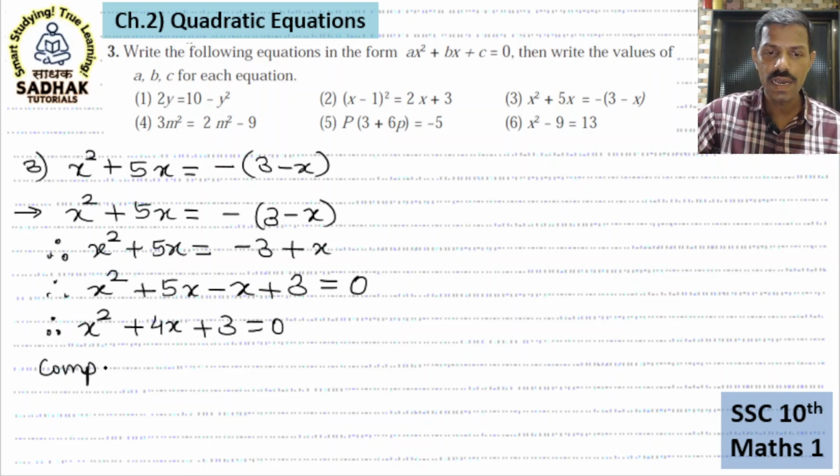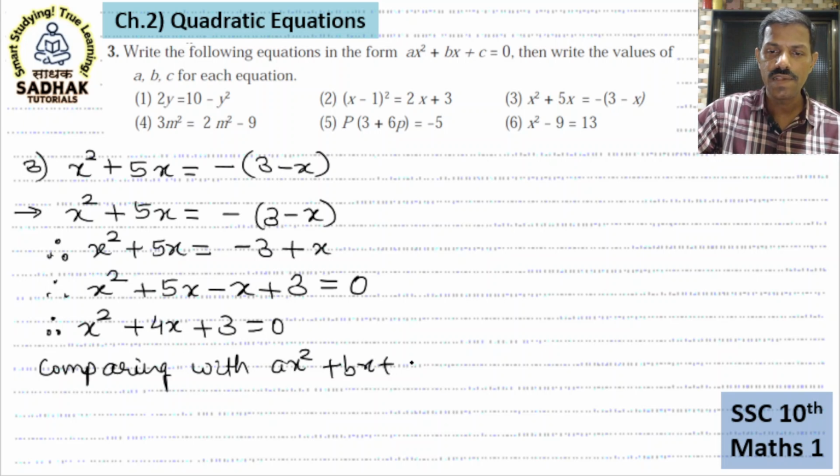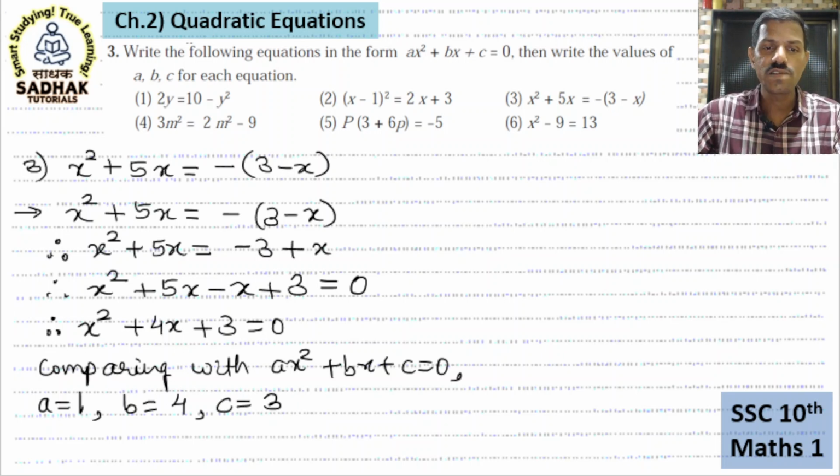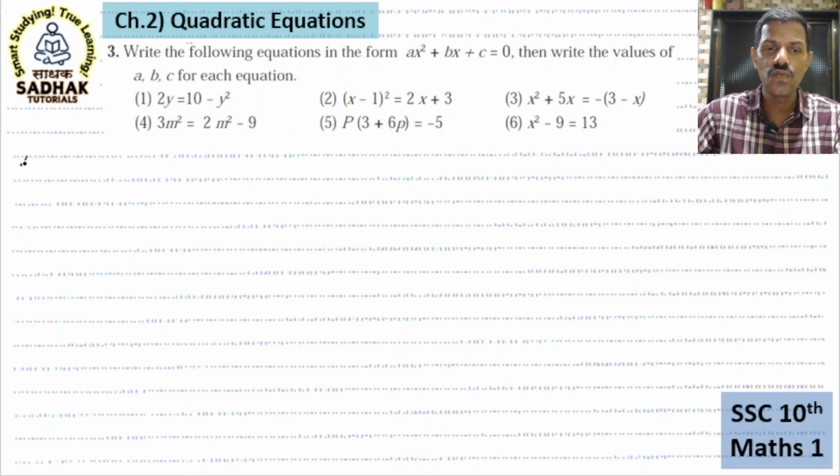So let us quickly compare this with our standard form, comparing with ax square plus bx plus c is equal to 0. What do we get? We get that a is equal to 1, b is equal to 4, and c is equal to 3. Okay, so that is the answer of question number 3. Let us quickly go to question number 4 now.